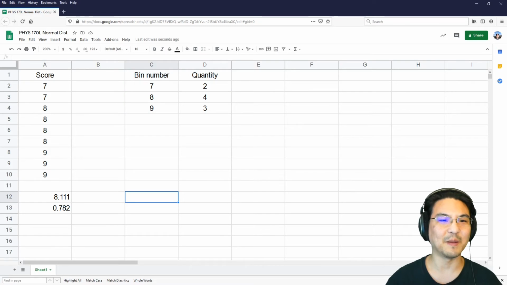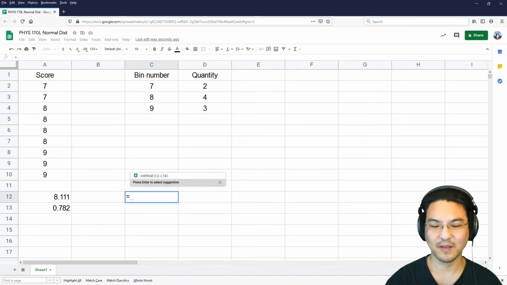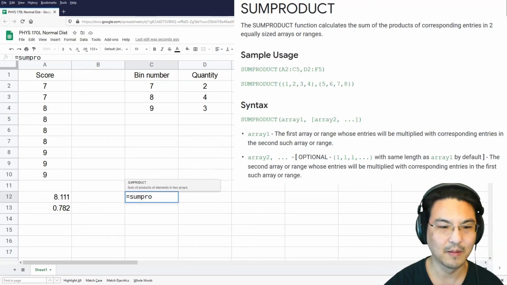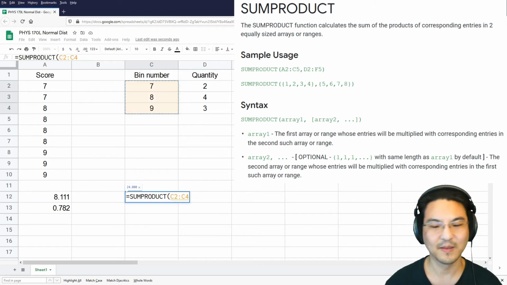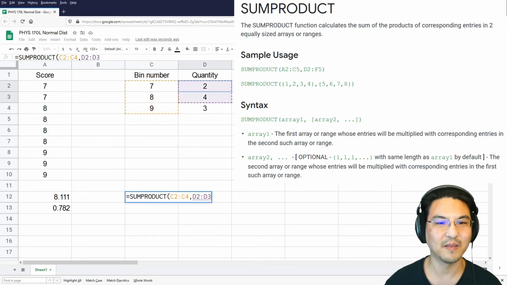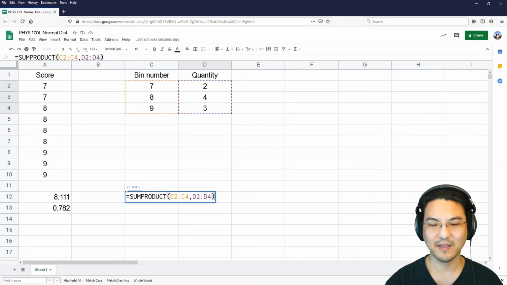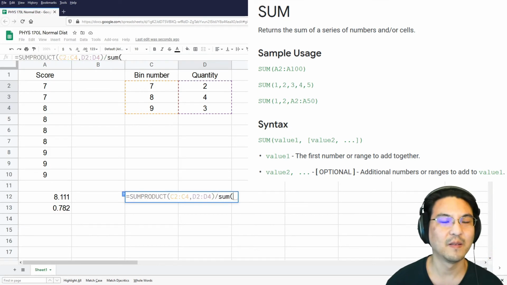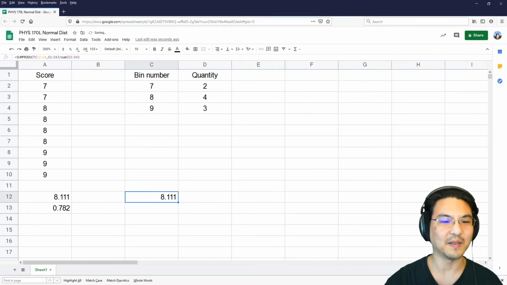We do the same, right? Equals. We wanted to do that sum product of this, comma, this. Okay, so that's the numerator. The denominator, we want to add up this. Okay, so look, same, right?